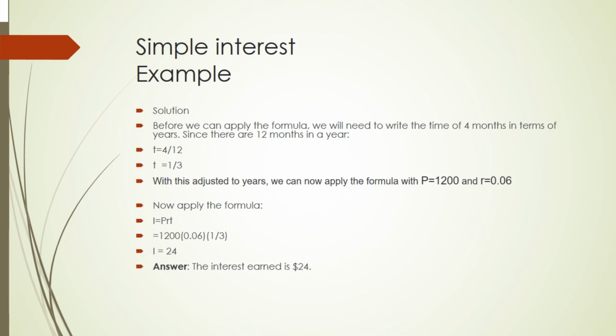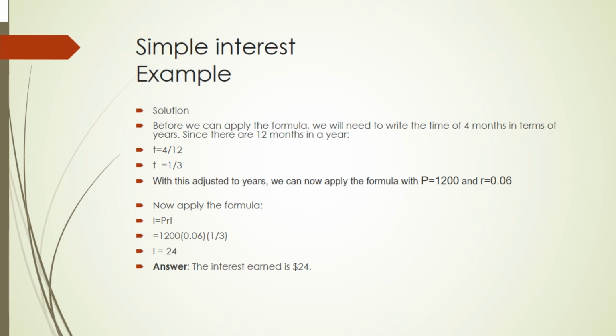Solution. Before we can apply the formula, we need to write the time of 4 months in terms of years. Since there are 12 months in a year, T is 4 over 12. Or, we can simplify it as 1/3. With this adjusted to years, we can now apply the formula with P equals 1,200 and R equals 0.06.